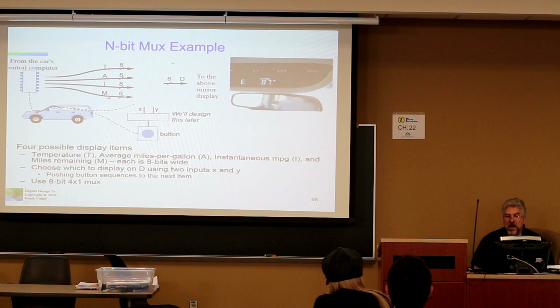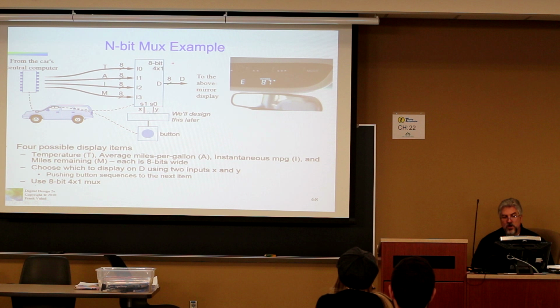depending on my two inputs, X and Y, meaning the value of 0, 0 would be identifying the temperature would be displayed on my display. So that would be the example of, in here, we'll just use this button to say it's either going to be 00, 01, 10, or 11, and that will allow one of these things to come through, whether it be temperature or the miles remaining.